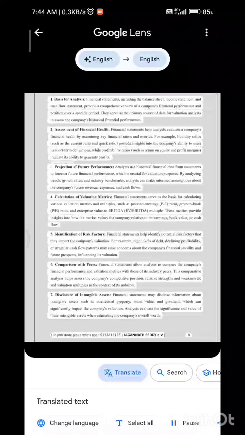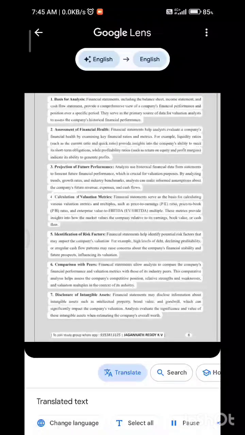3. Projection of future performance. Analysts use historical financial data from statements to forecast future financial performance, which is crucial for valuation purposes. By analyzing trends, growth rates, and industry benchmarks, analysts can make informed assumptions about the company's future revenue, expenses, and cash flows.